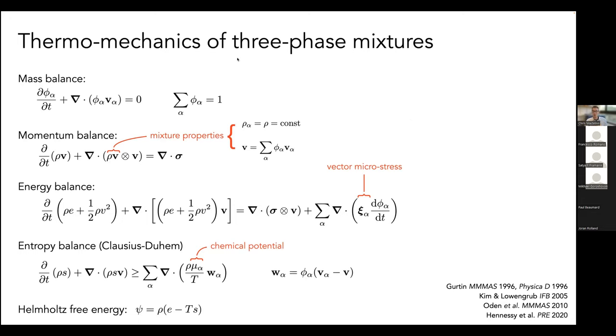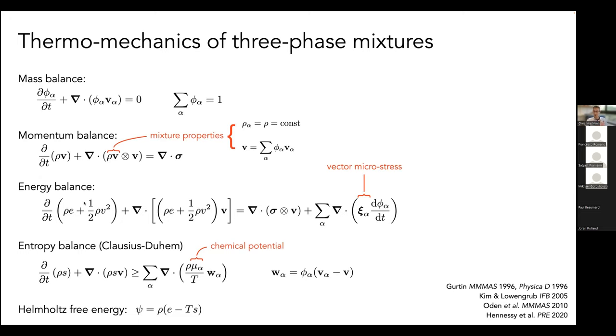So the fundamental ideas are mass balance. This is the conservation of mass for three phases. So phi is the volume fraction, and we have three phases: the solid, liquid, and gas. We have conservation of momentum, where we do that in terms of mixture properties. So there's the mixture density, which is the volume average density, and then there's the mixture velocity, which is the volume average velocity. And I should say, in this derivation, if you are familiar with these sorts of things, it's useful to know that we're assuming that the phases are individually incompressible, meaning that the density of each phase is constant.